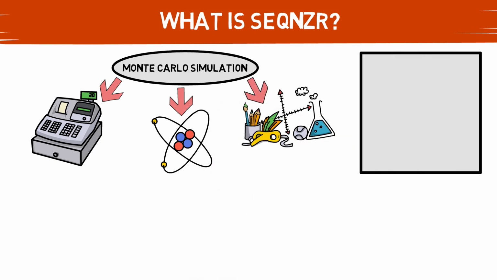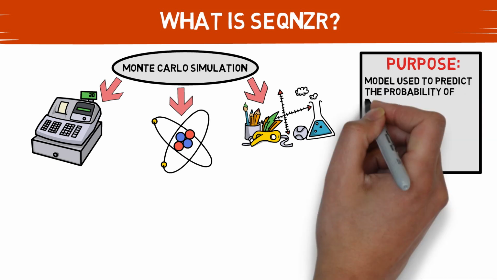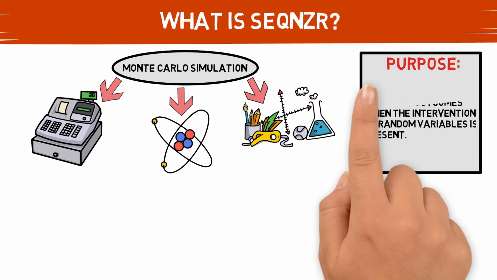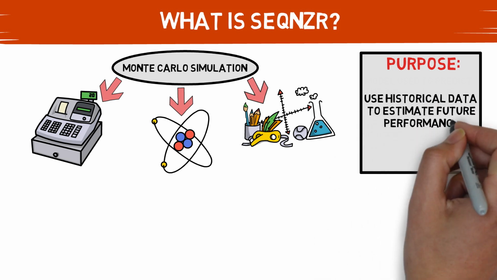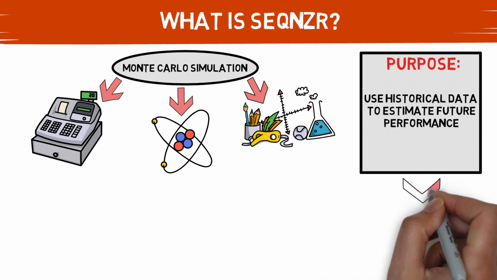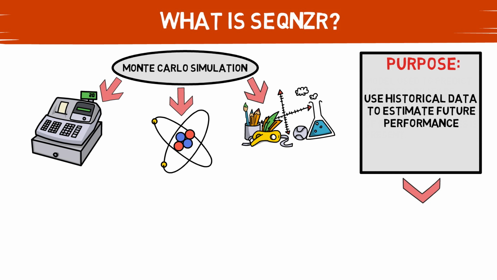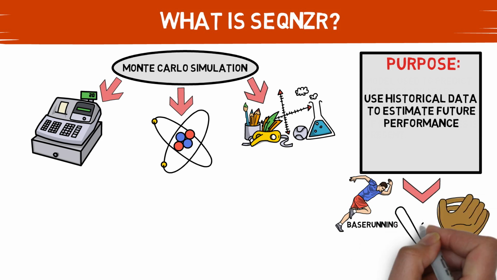It's a helpful tool for analysis when there's a dynamic problem with numerous variables. But to break it down even further, in our case, it's a fancy tool that uses historical data to help you estimate future performance. In baseball, and softball for that matter, that's taking a look at the main outcomes of a game that you can quantify, such as base running, fielding, and hitting.